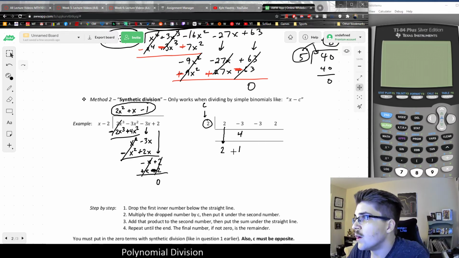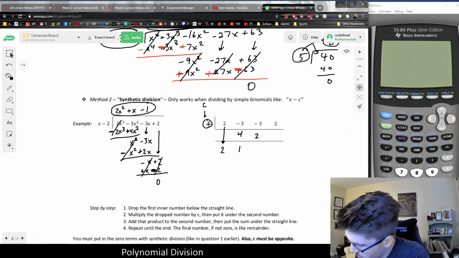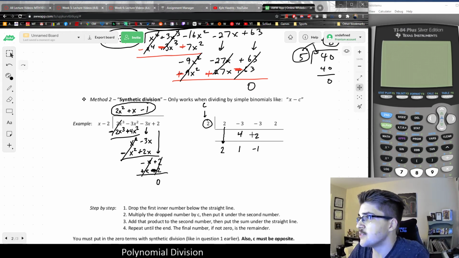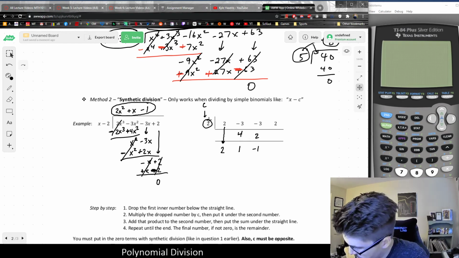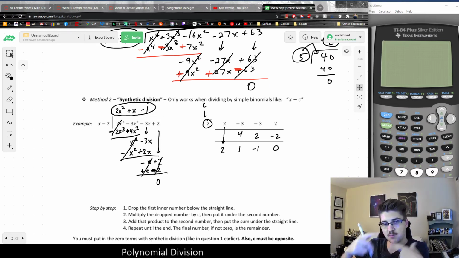So 1 times 2 is 2. I'm going to put that right here. Negative 3 plus 2 is negative 1, because we're always adding these two. Once this one's here, we're going to multiply into C. Negative 1 times 2 is negative 2, and add. And instead of having to do match, multiply, subtract in repeated succession, we're always going to be multiply, add, multiply, add, multiply, add, and that is literally it. But now we're actually completely done with our division.